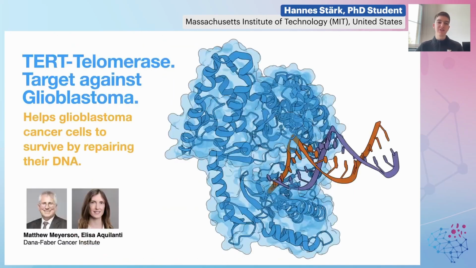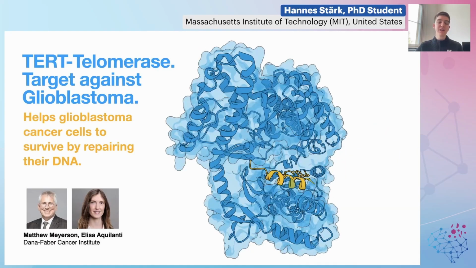To motivate the need for such a model, I want to start off with an example. What we see here in blue is the third telomerase protein, a protein that our collaborators have identified as an important target against glioblastoma. In these glioblastoma cancer cells, what this protein does is to repair DNA. Now what we want to do together with our collaborators is to design a peptide like this, the yellow peptide here, that binds at the specific site that displaces the DNA such that the protein can no longer repair the DNA for the glioblastoma cells and the cancer cells no longer survive.